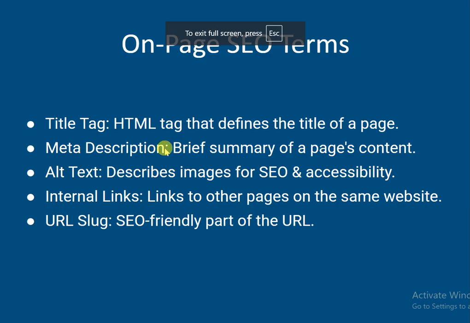So next, the description. As I mentioned, a meta description is a brief summary of a page's content. While it doesn't directly affect rankings, a well written meta description can increase click through rate. Next is alt text. Alt text, also called alternative text, describes images on our website. It helps search engines understand the content of images and also improves accessibility for users with visual impairments.